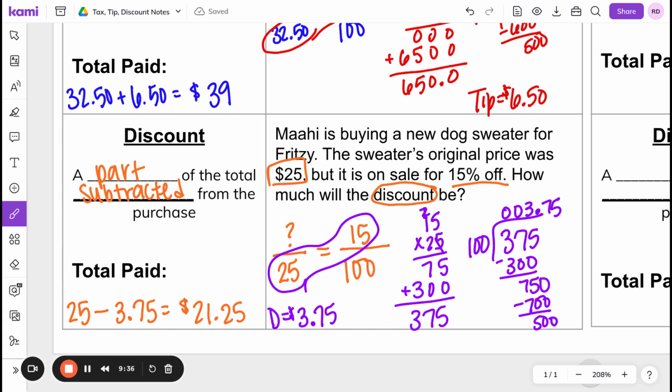So some reminders, tax, tip, and discount all represent parts of the whole. So that means you're always finding the missing numerator. Taxes and tips start with T, so they get added because it looks like an addition sign. And discounts get subtracted from that total bill.